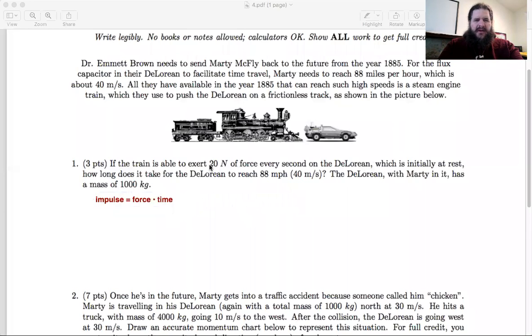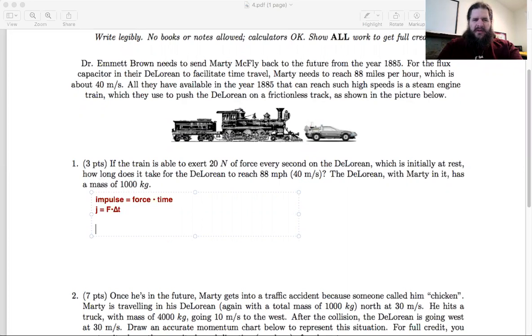In this case, the train is exerting 20 newtons of force, so that's force in this equation. And we don't know how much time. We want to figure out how much time it takes to achieve some results. And we can use the idea that impulse also equals the change in momentum. We usually abbreviate this as J for impulse. J equals F times delta T, so the impulse equals the force times the amount of time.